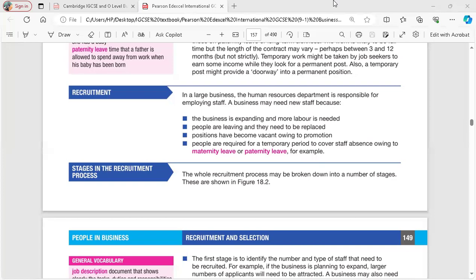So the human resources department is the department that is saddled with the responsibility of recruitment and selecting workers. That's what the HR do. I think it's clear. Yes.